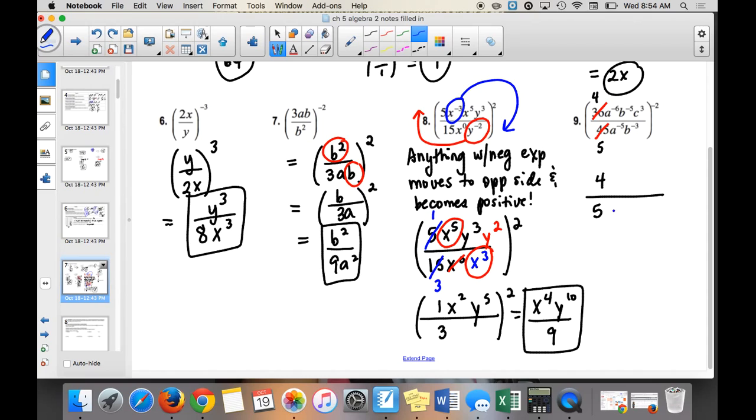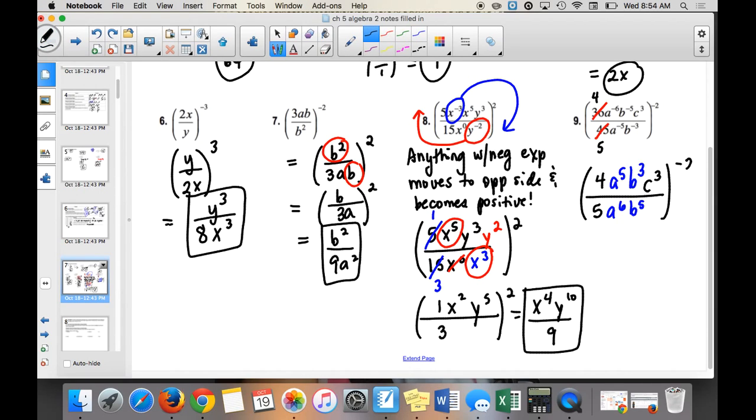All right, so we're going to get a to the 6th on the bottom, b to the 5 on the bottom. What about that c³? It's still on top, right? And that a to the -5th that was on the bottom is now a to the 5th on top, and b to the -3 that was on bottom, now b to the 3 on top, right?